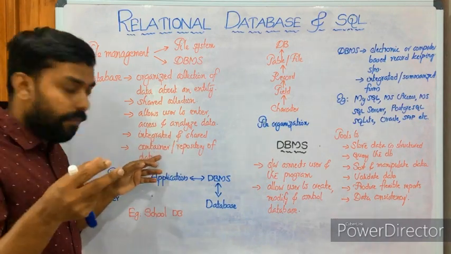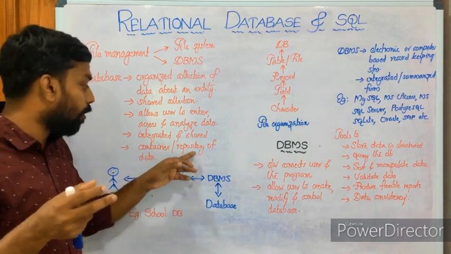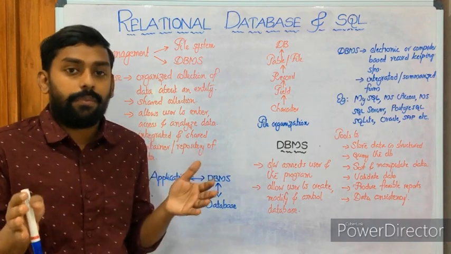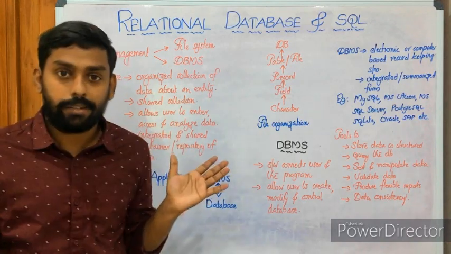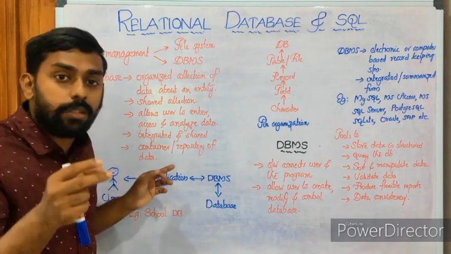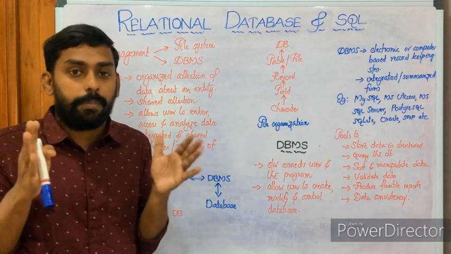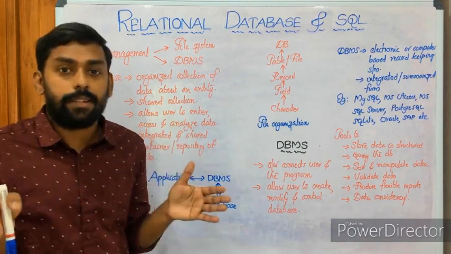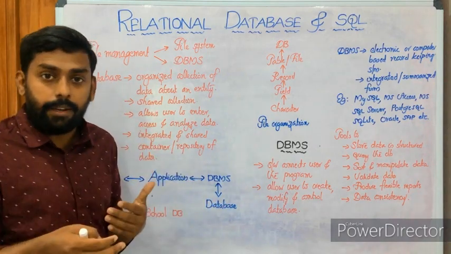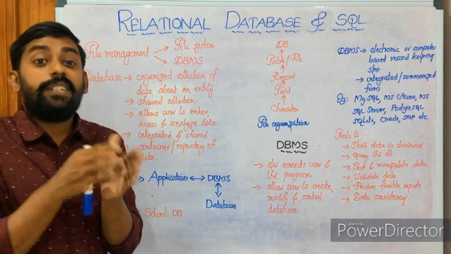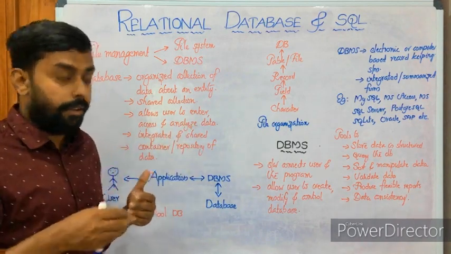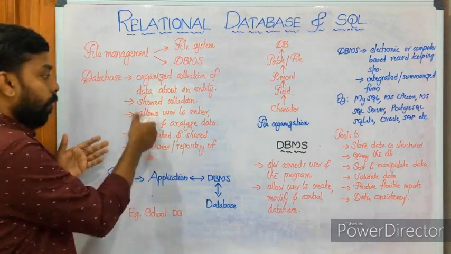Then it can be thought of as a container or repository of data. It's not only a container of data. A container can be unorganized or organized. Here it is very clear: it's a container or repository of data, and the data is of organized type. That's a key point. Data is organized, not in an unorganized form. So a database can be defined as an organized collection of integrated data. That's the definition, and these are some of the supporting points.